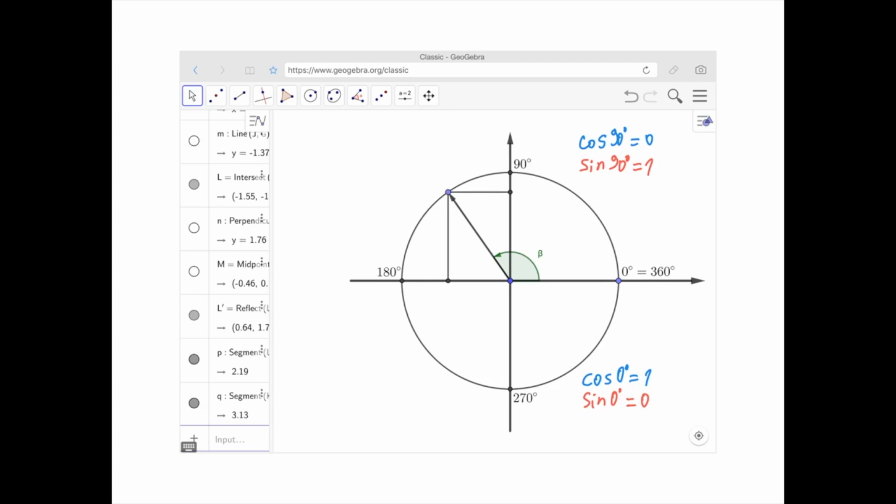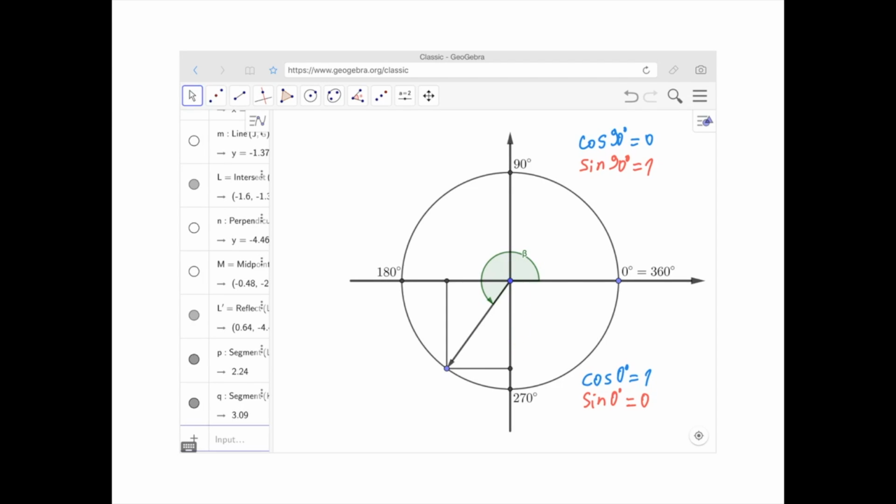But what if the angle beta is greater than 180 degrees, but less than 270? For example, if we put it here, well then the sine is going to be here, so it's going to be negative on the negative side of the y-axis. And the cosine is also going to be negative. So cosine is the length of this segment, negative, and sine is the length of this segment, which is also negative.